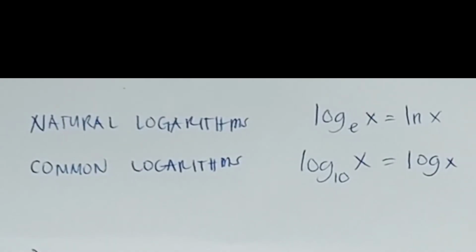Now, before we proceed to the logarithmic function, we must know that there are two most common types of logarithms, which are the natural log and the common log. Natural logarithm has a base of e, while the common logarithm has a base of 10, or any possible number that could be the base of it.